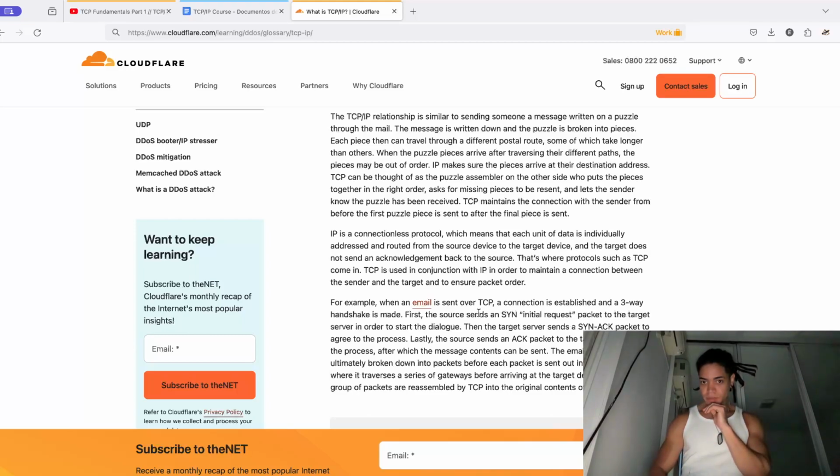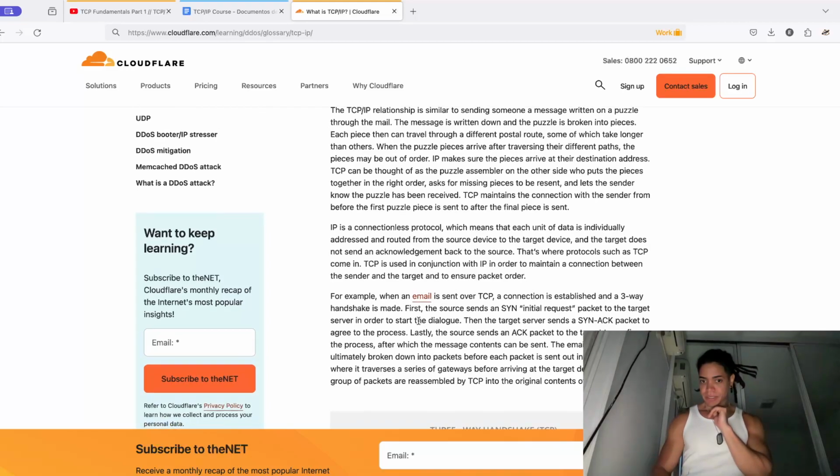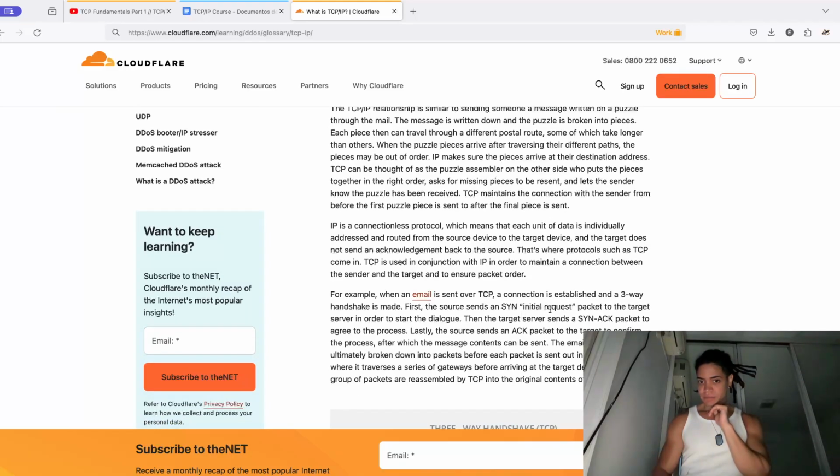For example, when an email is sent, a three-way handshake is made. First, the source sends the SYN initial request, then starts the dialogue, SYN and acknowledge packet, and then you get it.